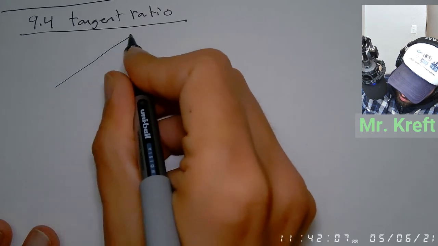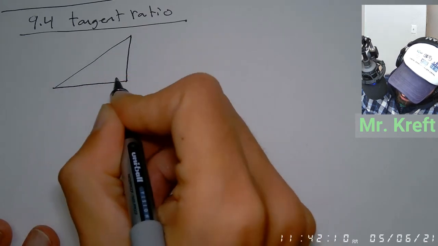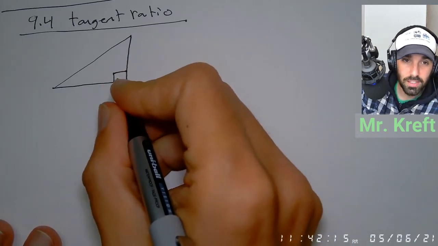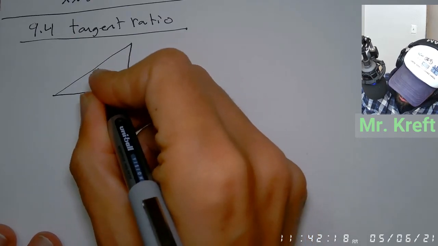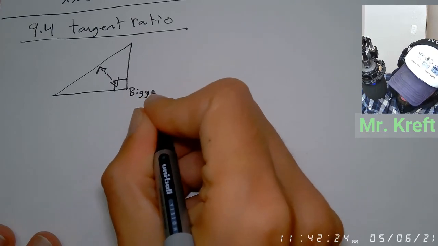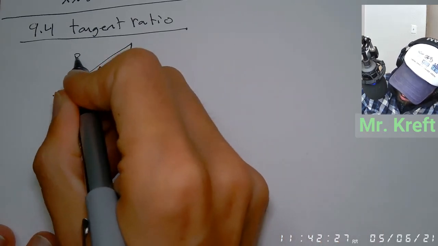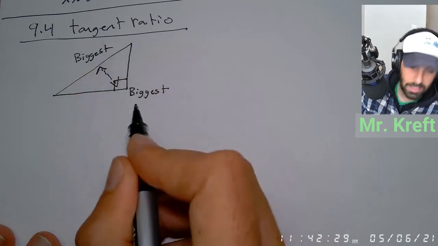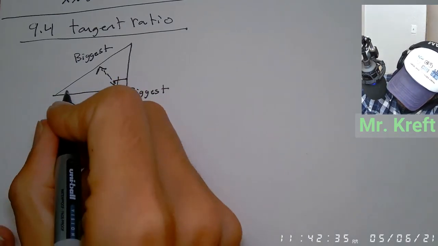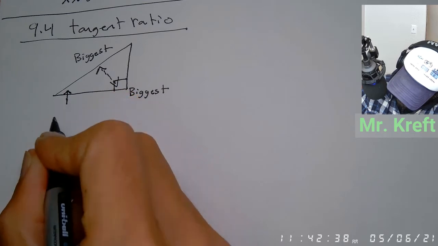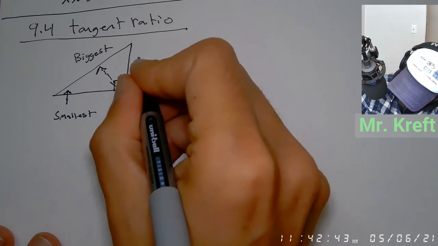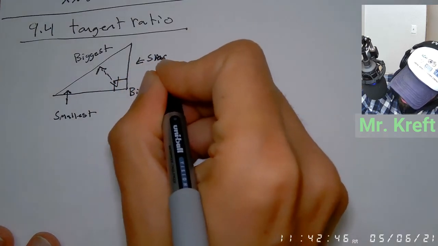First I want to draw a right triangle. In this right triangle, this is 90 degrees, right? So we know that if this is the biggest angle, then this side is the biggest. The biggest angle goes with the biggest side. So if this angle right here is the smallest, then this is the smallest side.